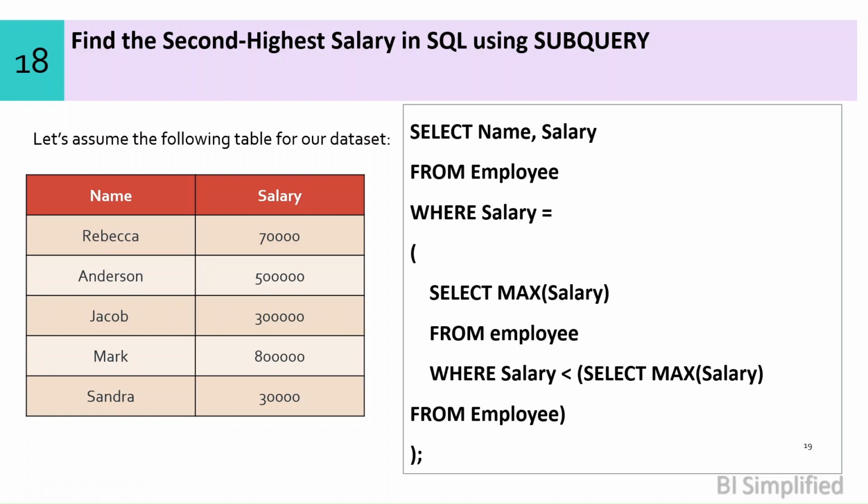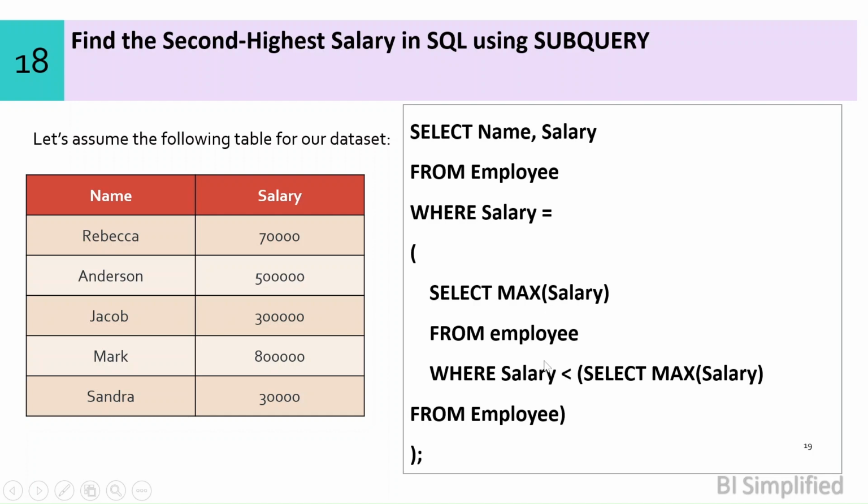select name, comma, salary from employee, where salary equals to, now you start your subquery, select max of salary from employee, where the salary is less than, select max of salary from employee. So see here how this query is working. Here it is getting the select max salary from employee, and in this data the max salary is 8 lakhs. So now look at this outer query where it is again getting max of salary from employee, where salary is less than max of salary.